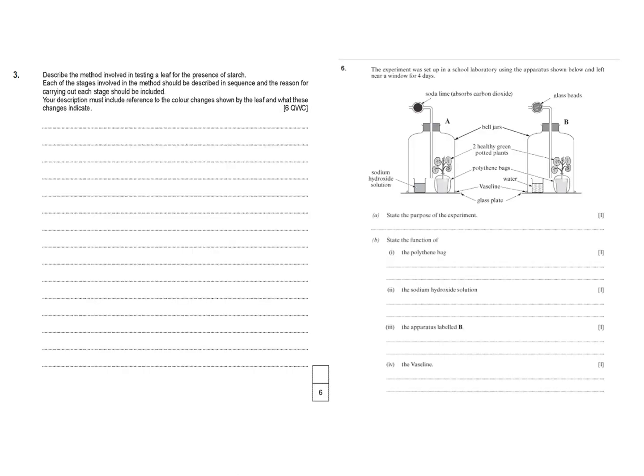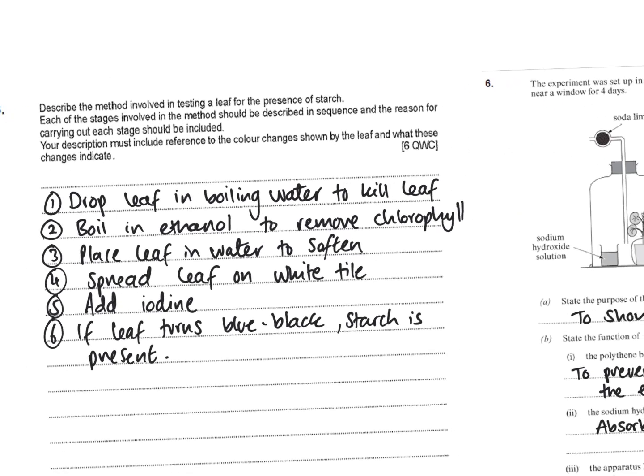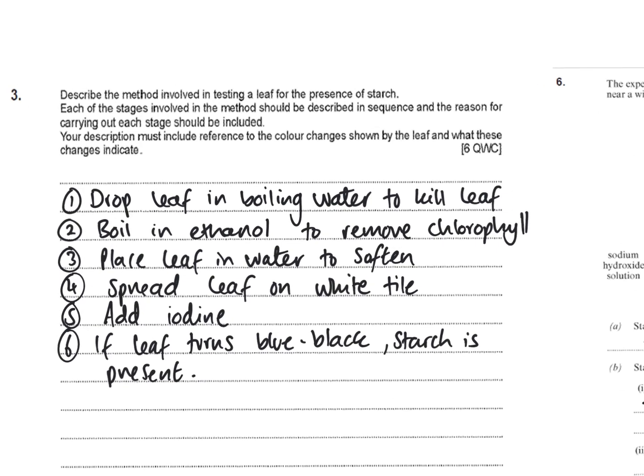Okay, some more past paper questions, including a 6 mark question on the left-hand side for a method involved in testing a leaf for the presence of starch. Pause the video, have a go at those, and we'll go through the answers. Okay, so with the 6 marker, I've broken it up into 6 points, 1 mark for each.